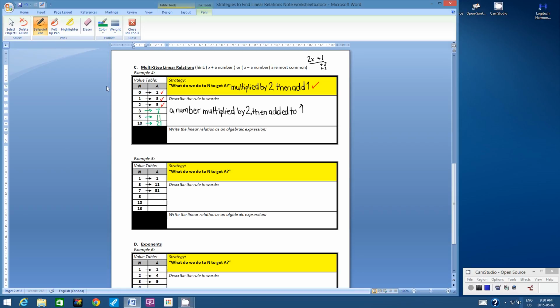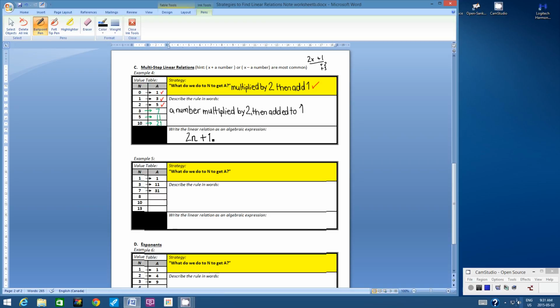Okay, let's go to the last section here. Write the linear relation as an algebraic expression. What was the first thing we did? We multiplied a number by 2. We know how to write that. A number multiplied by 2 is 2n. Remember, it's not n times 2, it's not n2, it's 2n. And then what did we do to it? We added 1 to it. So this is the algebraic expression. We've seen this algebraic expression before in our previous activities.